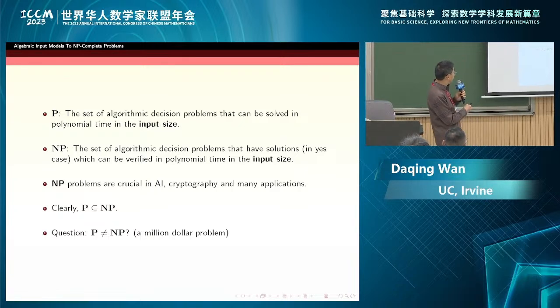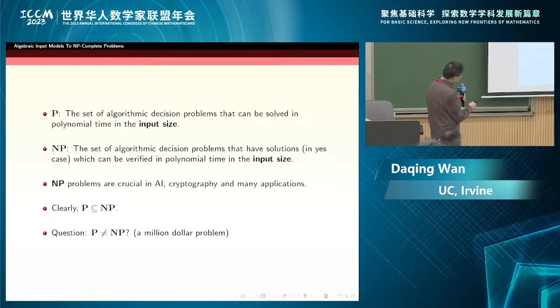NP is a more general class of problem. Those are problems which in the yes case can be verified in polynomial time in the input size. That means this problem you may not be able to solve in polynomial time, but there is a short answer. You may not be able to find the answer, but once you are given the answer, because the answer is short, you can check it in polynomial time. So you may not be able to find the short answer, but there is a short answer.